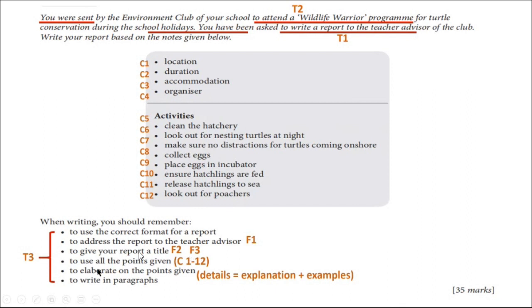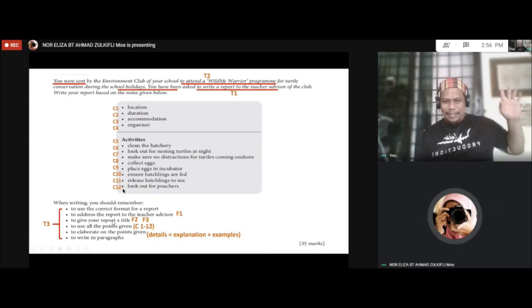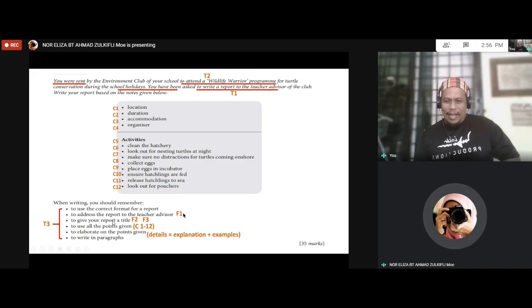Another reminder is to use all the points given. See, you have point number 1 up to point number 12. F1 is to address the report to the advisor below. Do you think the candidates will be confused by the word address there? They may be confused by that. So please remember that when you address, it's actually to. I will show you the example in a short while.